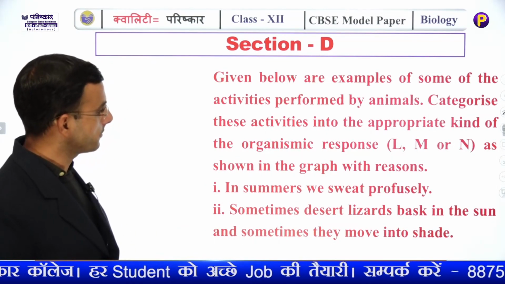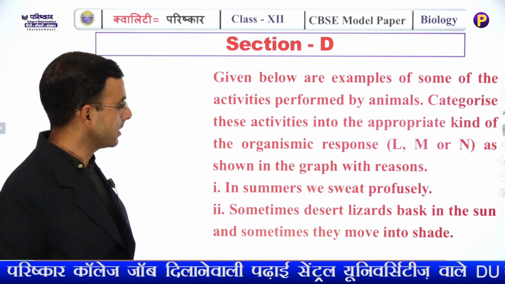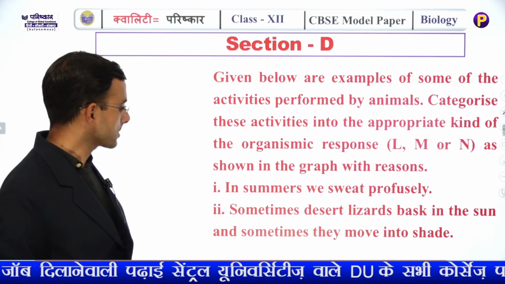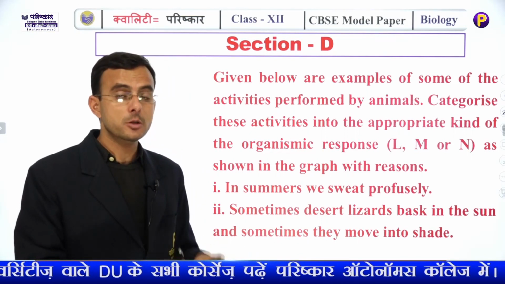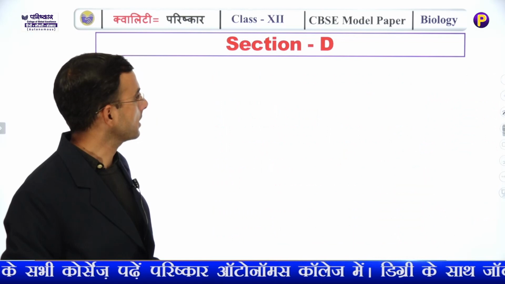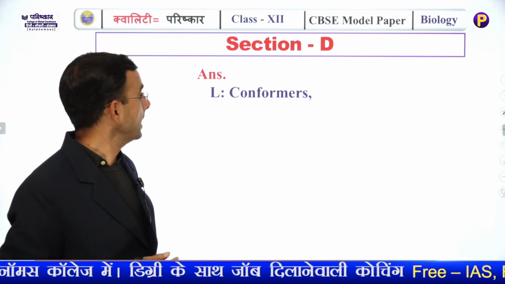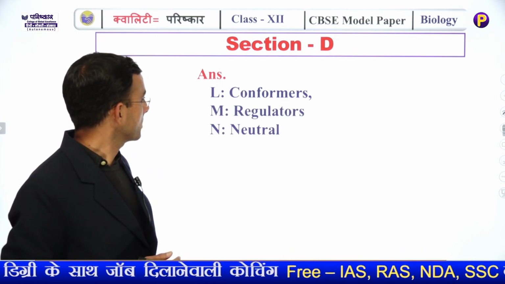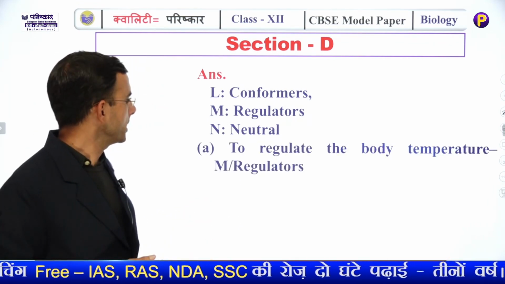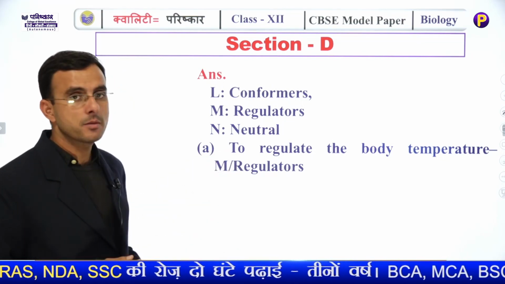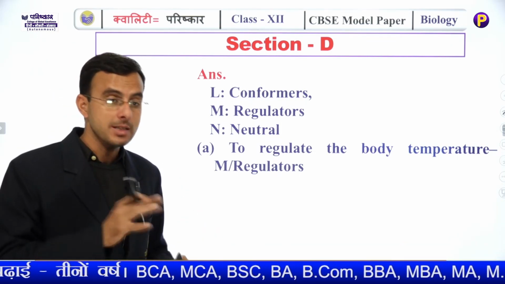In summers we sweat profusely. Second, sometimes desert lizards bask in the sun and sometimes they move into the shade. So according to these responses, how are they classified? Look at this one. L is conformers, because the internal environment of L keeps on changing. The second one, M, is regulators. To regulate body temperature, they are able to maintain their internal homeostasis.